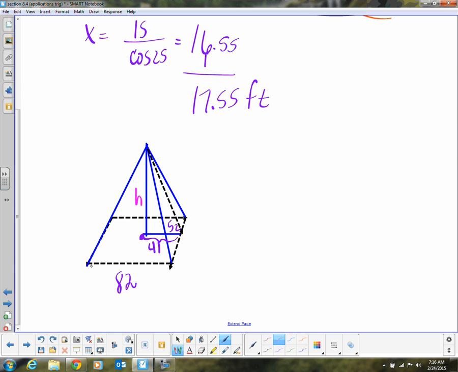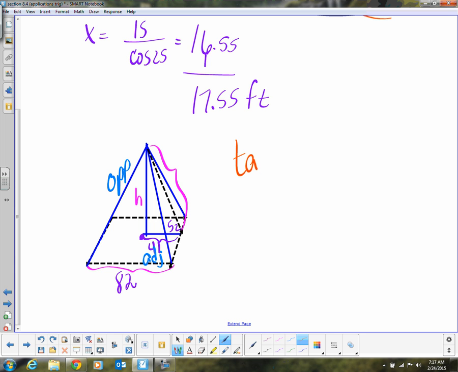Could they take a tape measure and measure this segment? Is it along the outside of the pyramid also? So could they really go in and take that measurement? No. So this is where the application of trig comes in. With respect to 52, what is h? Opposite. With respect to 52, what is 41? Adjacent. What trig function uses opposite and adjacent?